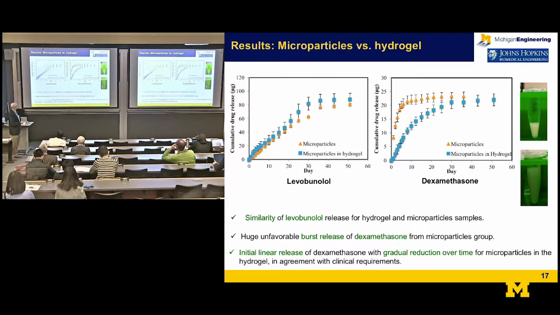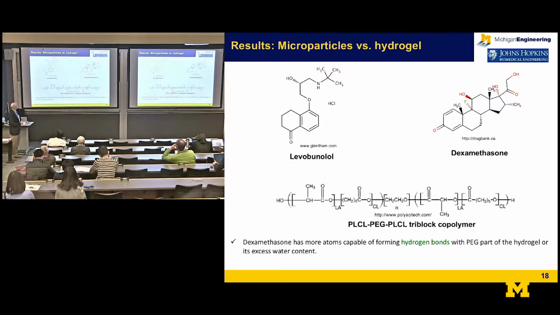And so in this case, we believe the reason for this difference is that dexamethasone has many hydrogen bonding moieties, which we believe will bind to the hydrogel. So the rate is controlled by both the release from the microparticles and then the ability to be transported through the hydrogel, whereas the levobutanol is regulated entirely by the microparticles.